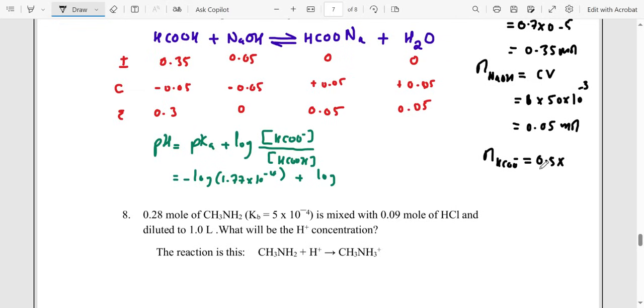We'll multiply that by the volume, which is 0.5 liters also. And this is going to give you, if you multiply, 0.25 moles. This is telling you that therefore the number of moles of HCOO minus is equal to 0.25 plus this one from this equation, which is 0.05. If you add these guys, you are going to get 0.3.